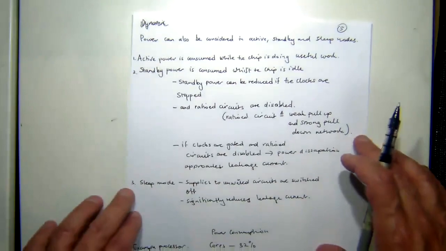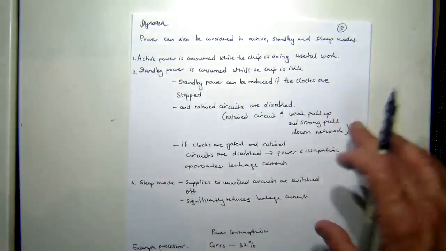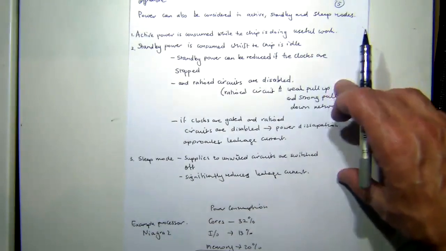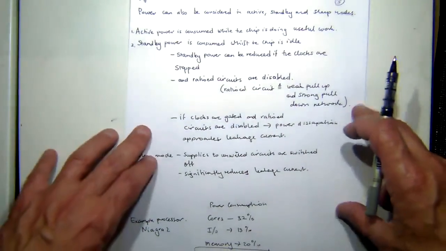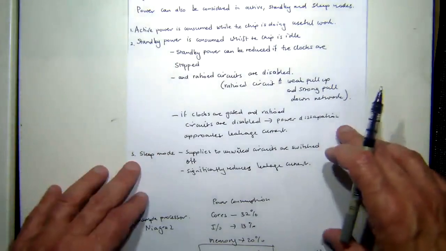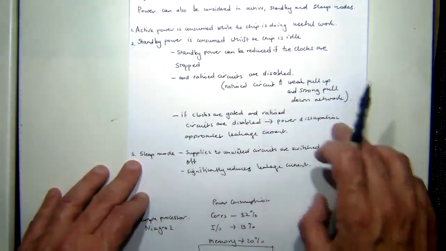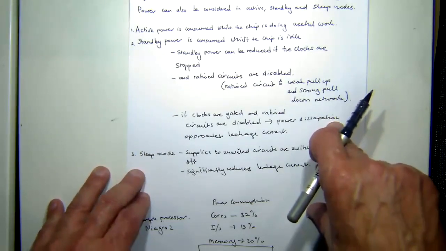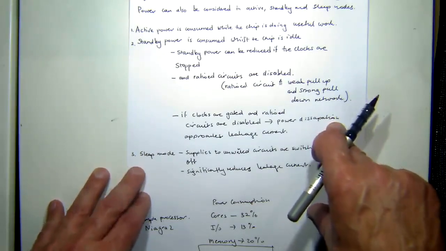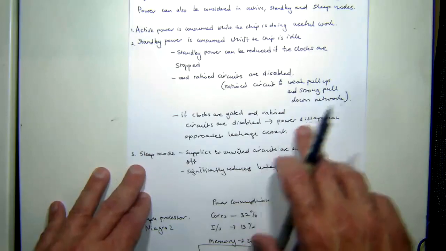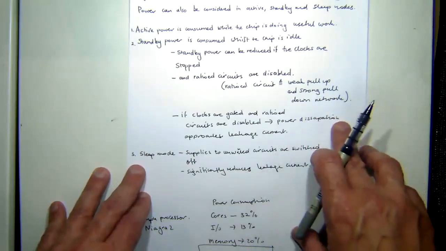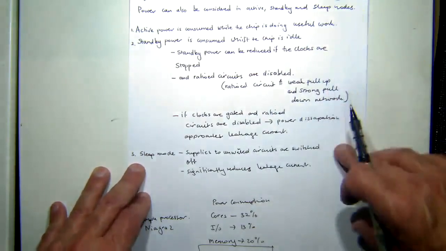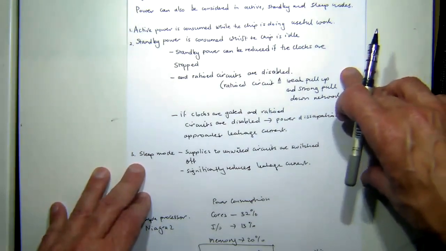You can do a whole bunch of things, like stopping the clocks, disabling certain types of ratioed circuits, and truly, if you're gating the clock, that's probably one of the most efficient ways to reduce power consumption or power dissipation in some of these circuits.